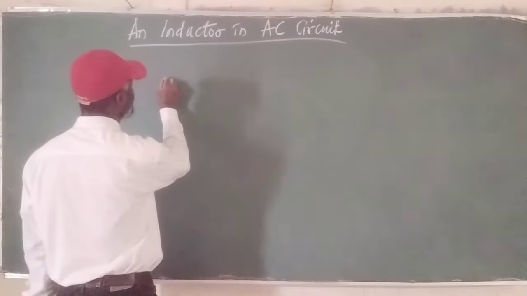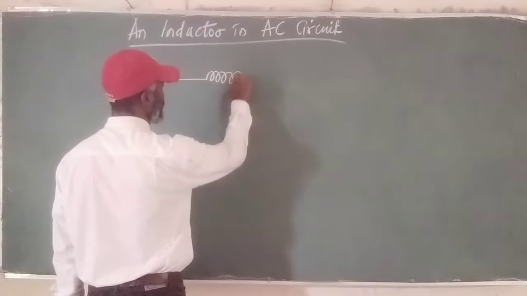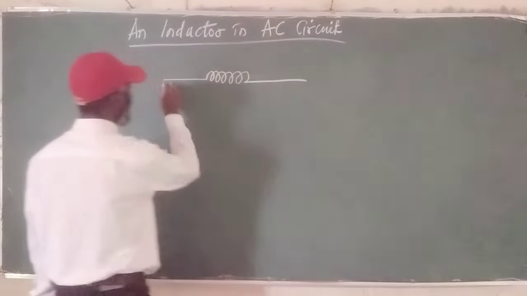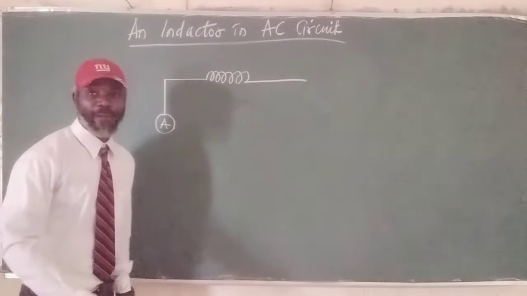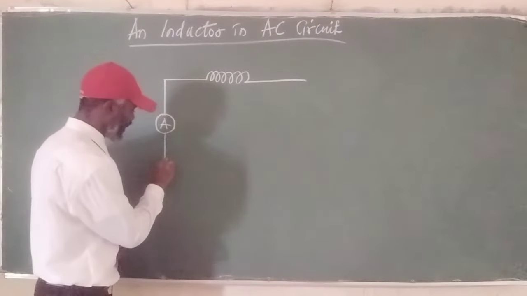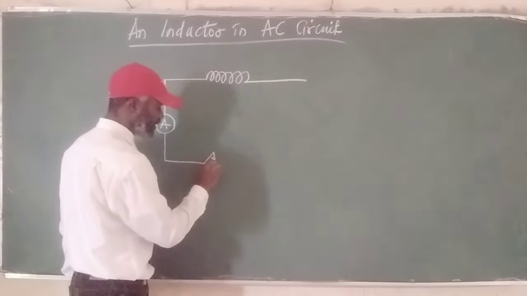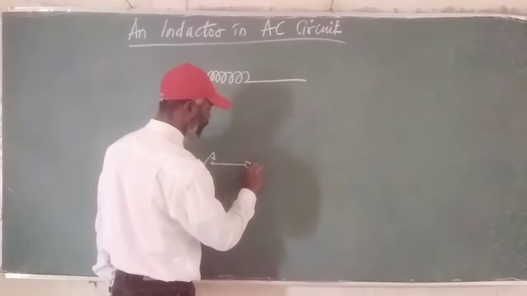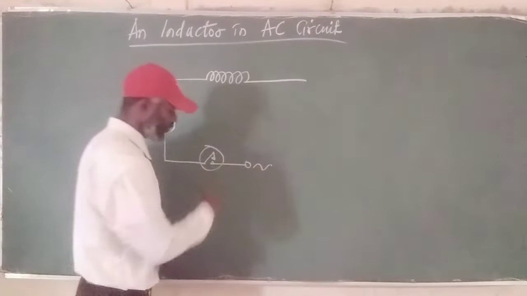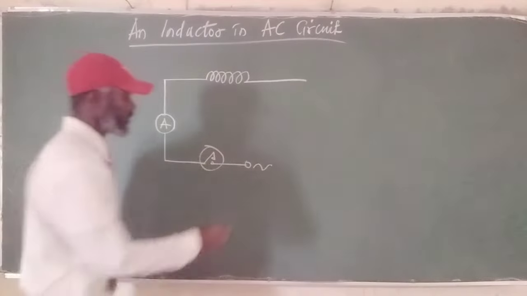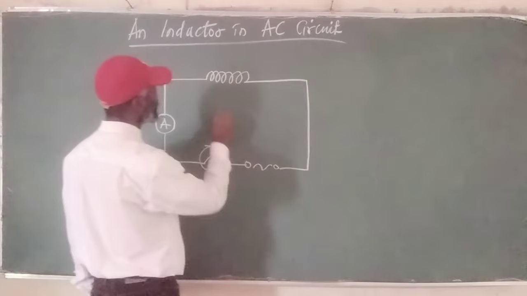First of all, we draw a diagram that represents the connection of the inductor in an AC circuit. We have this ammeter that measures the current. Then we extend it once again, and our diagram is taking shape. The key, then the alternating voltage source, and we complete the circuit at this point.